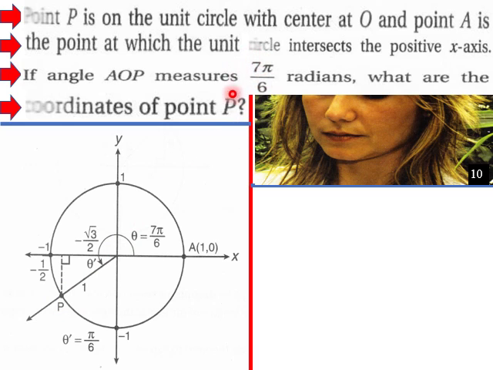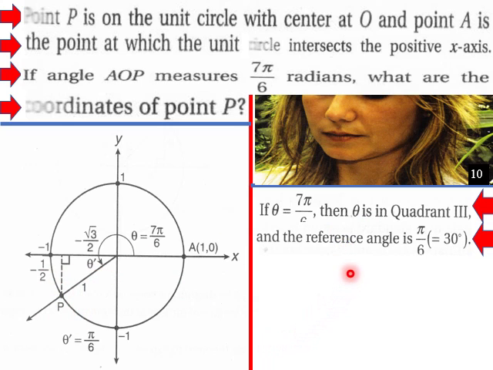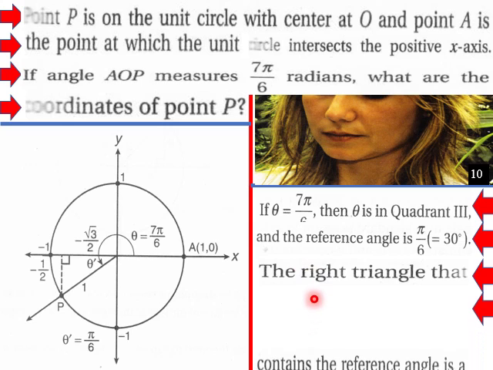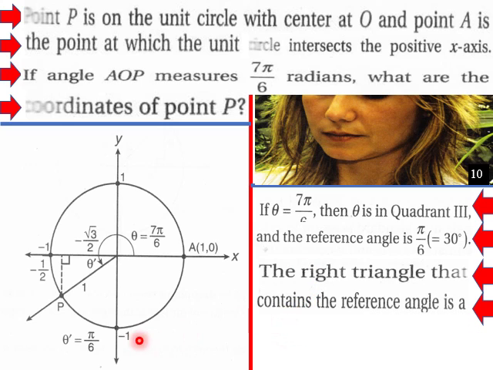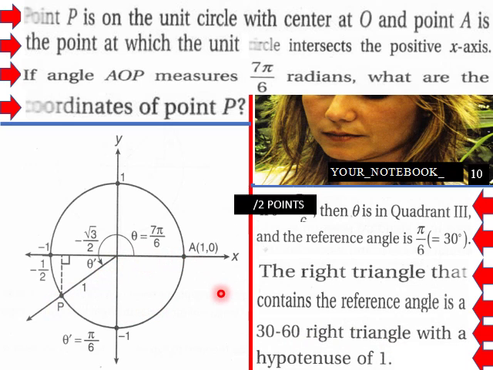So we have this factoid here, and we have a unit circle, which we know is 1. So theta is 7 pi over 6. Then theta is in quadrant 3, which is down here. And the reference angle is pi over 6, which is 30 degrees. So it's pi over 6 from this 180 here. The right triangle that contains the reference angle, which is this right triangle here, is a 30, 60, 90 right triangle with a hypotenuse of 1. We know that much.